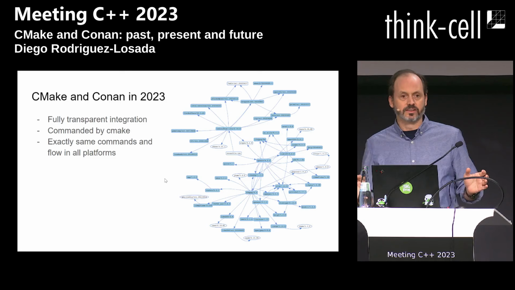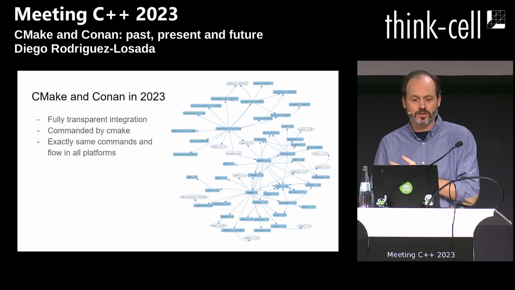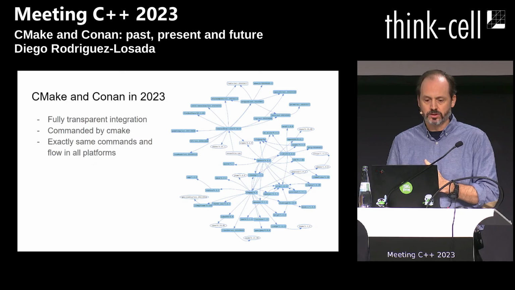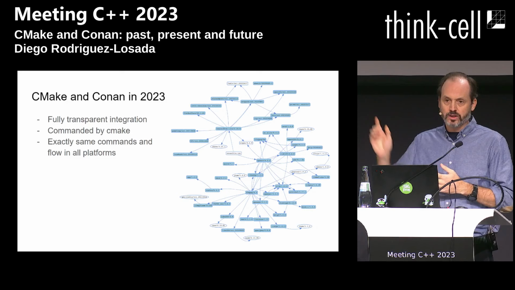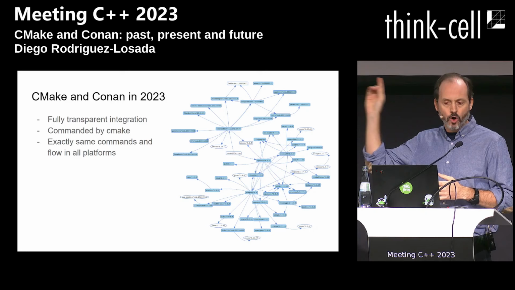We achieved a fully transparent integration. It was commanded by CMake. I didn't have to type any Conan commands at all. And the cool thing is that it works exactly the same in all platforms: Windows, Linux, Mac, cross-building. You can do it in every platform. And note that we were not only installing OpenCV and TensorFlow. We were installing all of those dependencies, because those are the transitive dependencies of those two libraries.